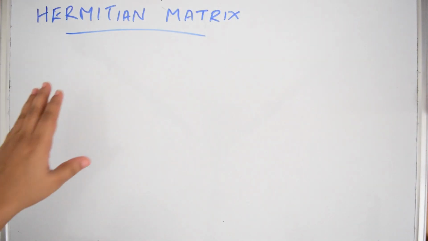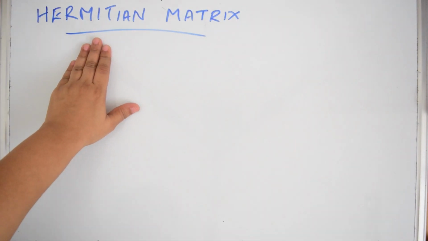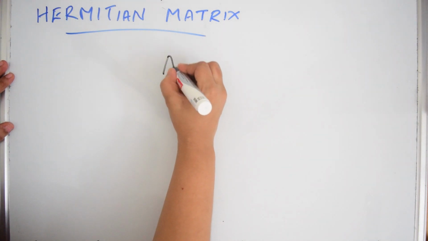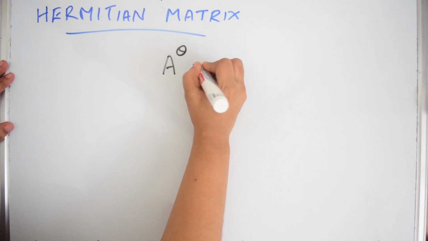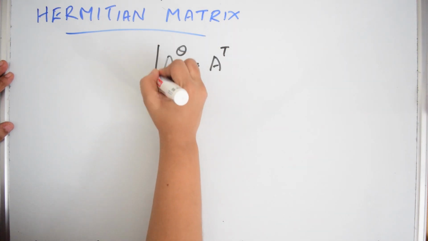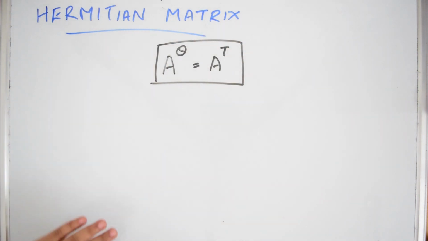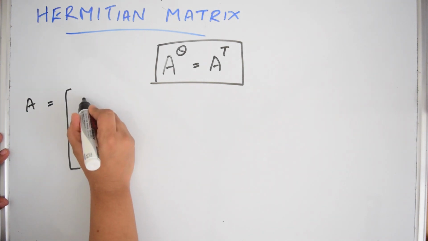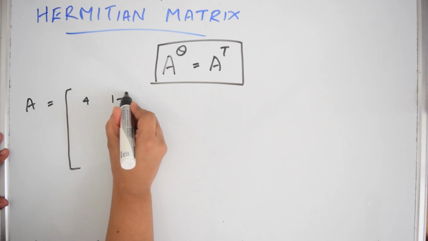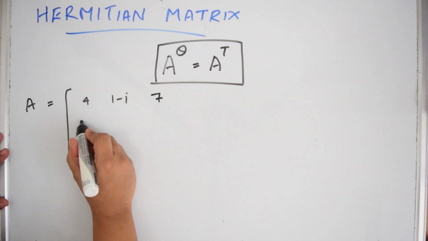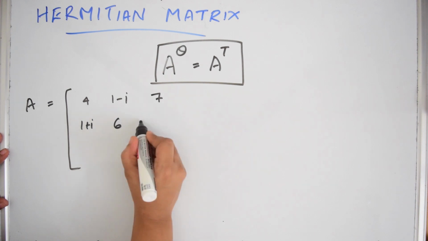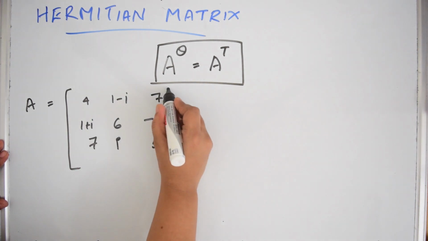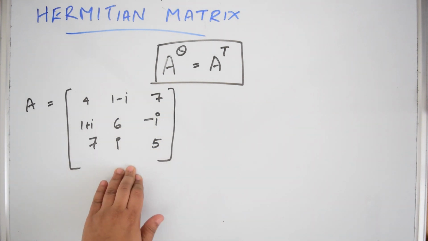So today let's discuss about Hermitian matrix. What is a Hermitian matrix? For a Hermitian matrix, it should satisfy the condition A conjugate is equal to A transpose. Okay, so let's see a matrix. For example, A is equal to [4, 1 minus i, 7; 1 plus i, 6, minus i; 7, i, 5]. Okay, this is the given matrix A.